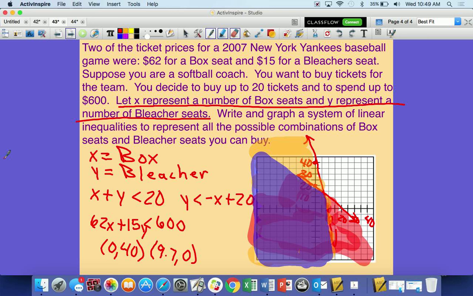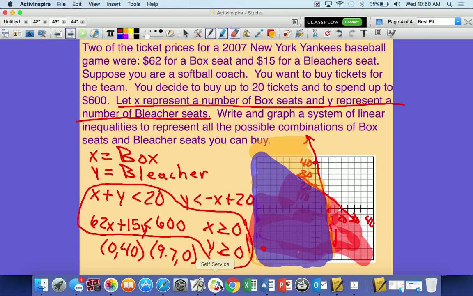Well, not quite. Can you buy, for example, this point right here, we're saying that that would work? 10, 20, 30, so we can buy a negative 40 tickets and a negative 35 tickets? No, you can't buy a negative amount of tickets. So we need 2 more equations here. We need to say x is greater than or equal to 0 and y is greater than or equal to 0. And then those are our 4 equations that we need to be able to solve this problem.